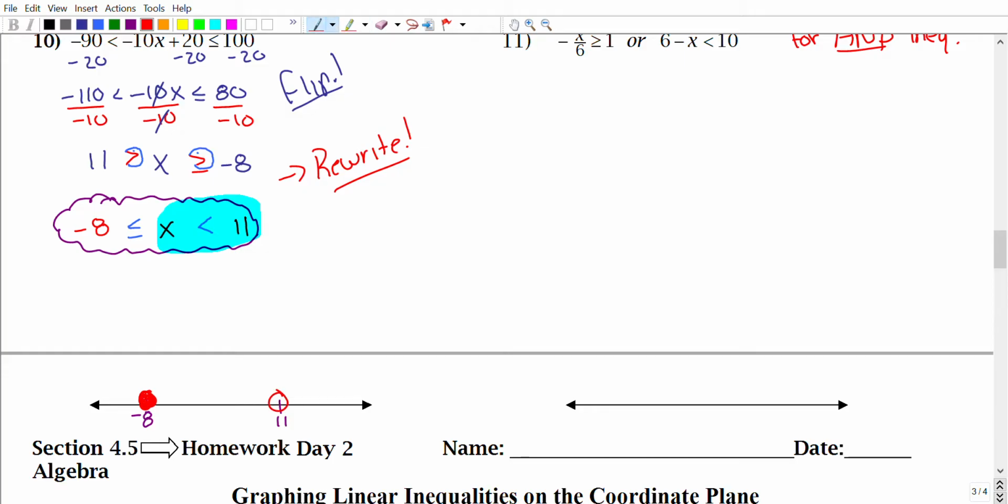All right, and again, remember, guys, where is the x here in my entire inequality? Notice it's right in the middle. So where am I going to shade? I'm going to shade in the middle. It's an and compound inequality, and compound inequalities we always shade in between. Okay, all right, last one.